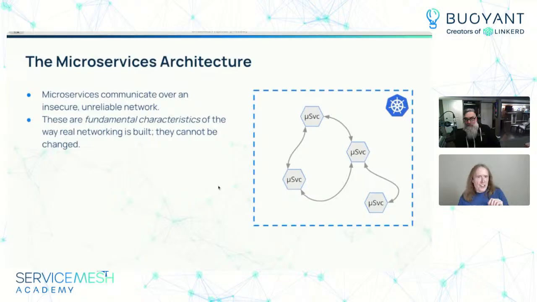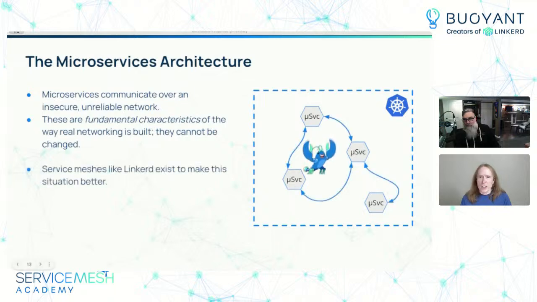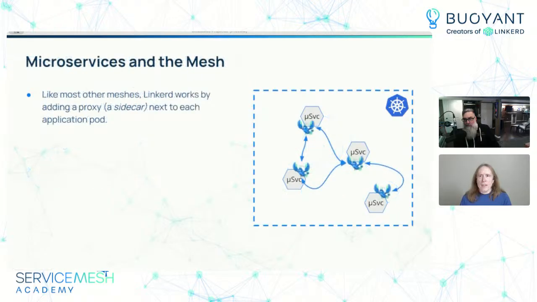Since you can't change this about the network, you have to figure out a way to work within it. And the whole point of the service mesh is really to make this thing better. In particular, what we have here is a case where most of the meshes, very much including Linkerd, will add a proxy next to each application container in your entire application and allow those proxies to go and take over all your communication.